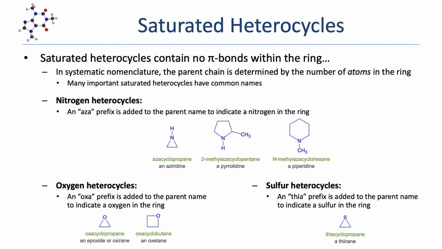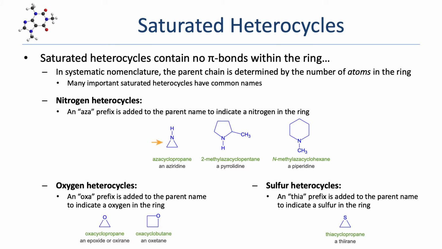As you might expect, saturated heterocycles contain no pi bonds within the ring. There are several systems for naming saturated heterocycles, and many important heterocycles have common names. In the naming system we introduce here, the parent chain is determined by the number of atoms in the ring, not carbons, but atoms. Let's first look at some important saturated nitrogen heterocycles.